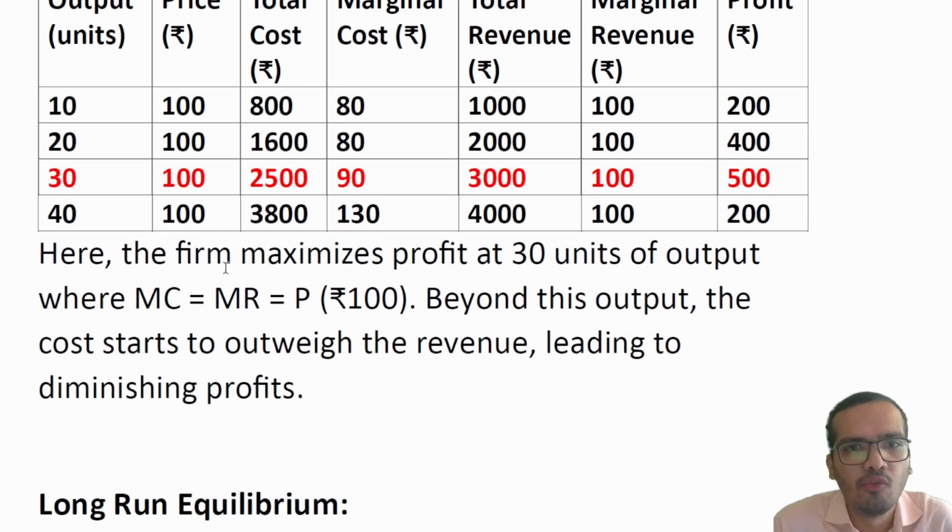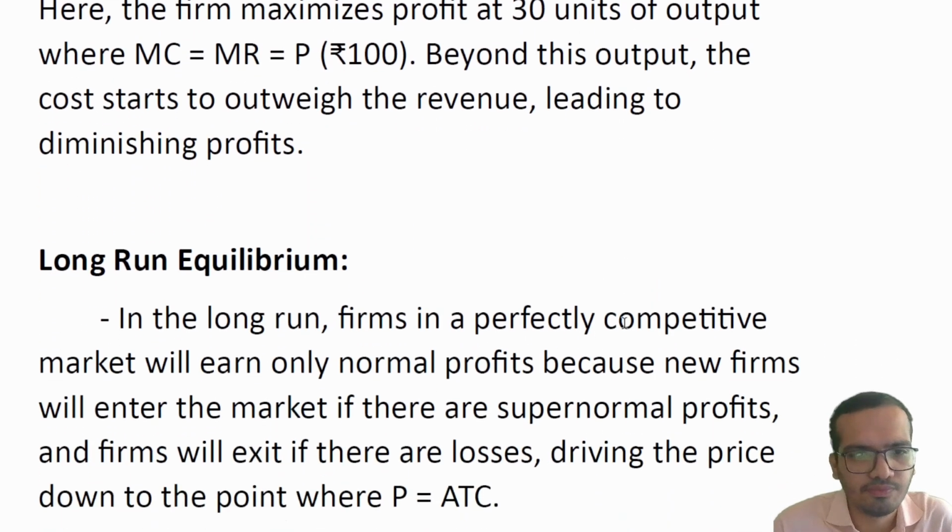So here the firm maximizes profit at 30 units of output, where marginal cost equals marginal revenue, and that's equal to price, that is rupees 100. Beyond this output the cost starts to outweigh the revenue, leading to diminishing profit. So after that the profit will be on the lower side.